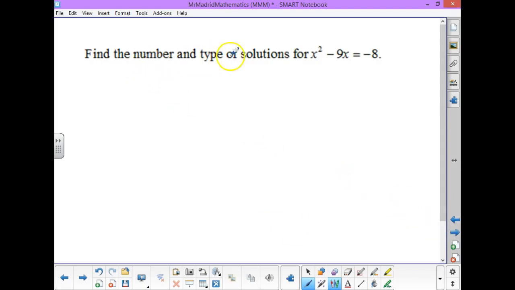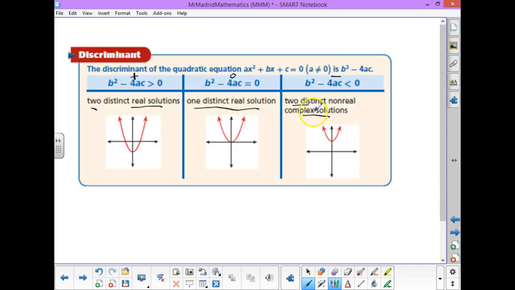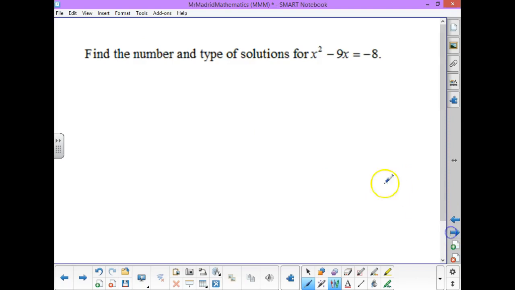Find the number and type of solutions for x squared minus 9x equals negative 8. So the first thing you're going to have to do with this is write it in standard form, because like with the quadratic formula, the discriminant, no doubt the same thing, requires the knowledge of a, b, and c. So I'm going to avoid problems by writing this in standard form. So if I just add 8 to both sides, I now have x squared minus 9x plus 8 equals 0.